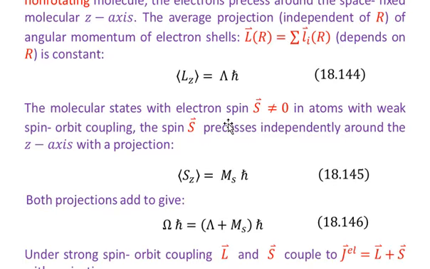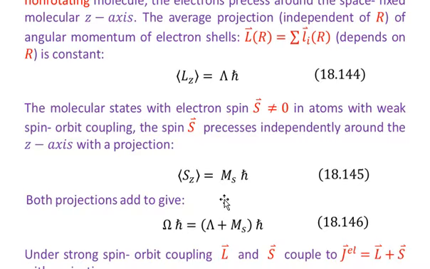The molecular states with the electron spin S not equal to 0. So you see that here we are considering the molecular states in which the total spin of the electrons is not 0 in atoms with weak spin-orbit coupling. And you know that if S is not equal to 0, and in addition the spin-orbit coupling is weak, that is, S and L are not coupling together, the spin capital S precesses independently about the z-axis with a projection given by MS.